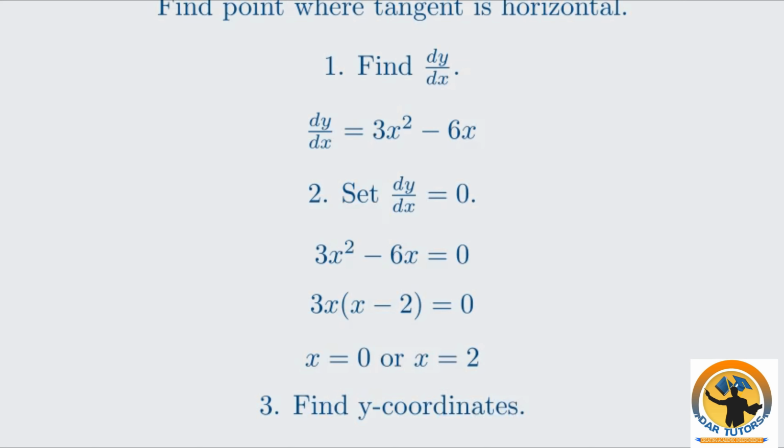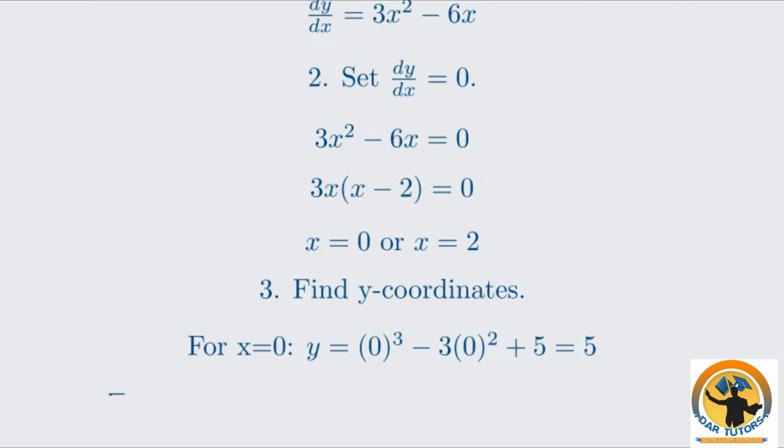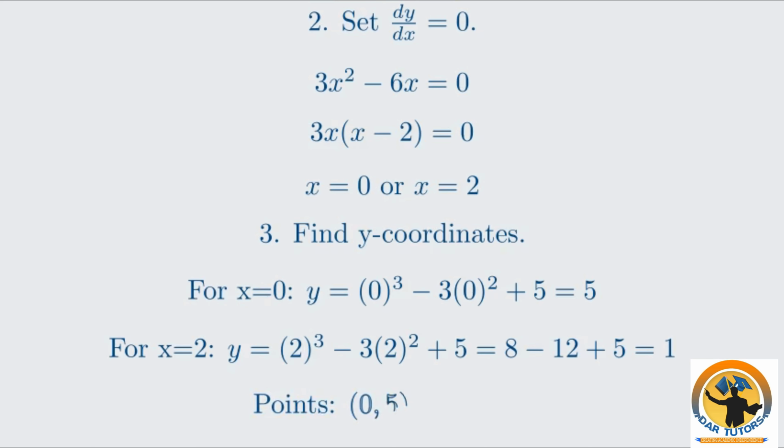To find the full coordinates of the points, we must substitute these x values back into the original function. When x is 0, y is 5. This gives us the point (0, 5). When x is 2, y is 1. This gives us the point (2, 1). These are the 2 points on the curve where the tangent line is horizontal.